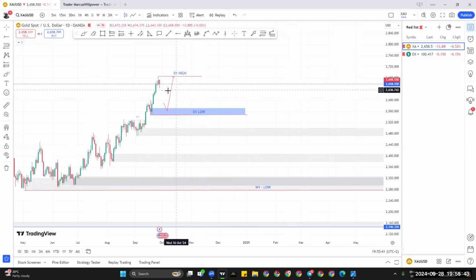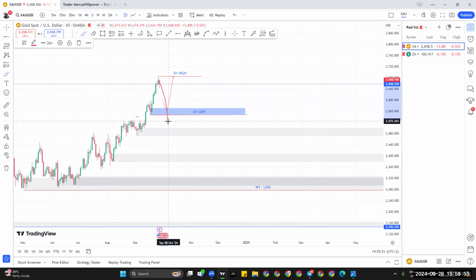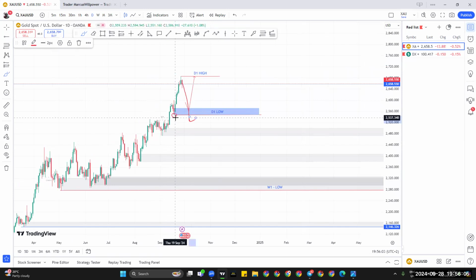Now, this is an if, we're just trying to be prepared for every single scenario. If the market retraces and closes below my daily higher low and it closes below here, for me, this is a change in direction and I will look for retracements up here, take a short trade, targeting this low down here. This is my weekly low. From this weekly low, I'll be looking to long gold again.